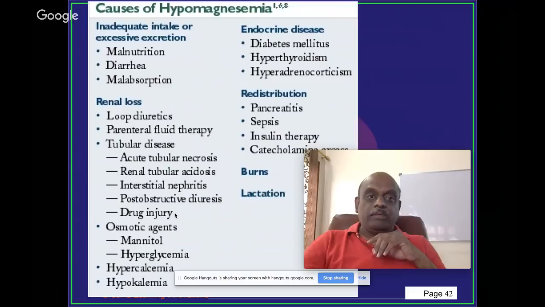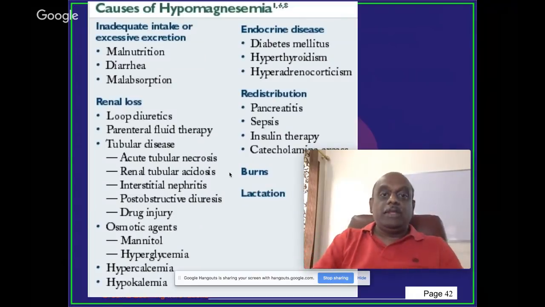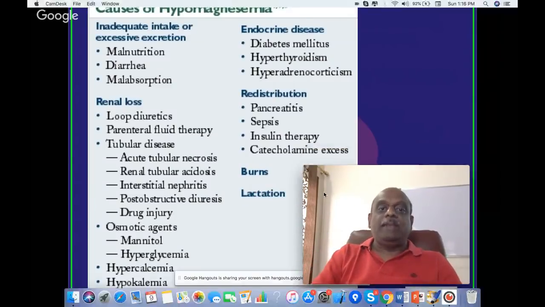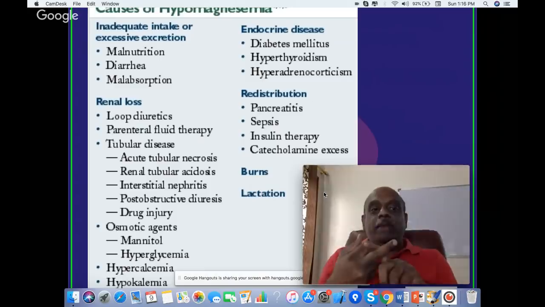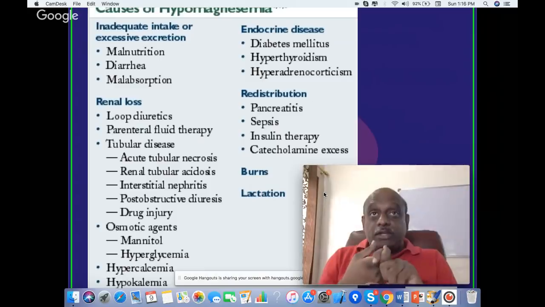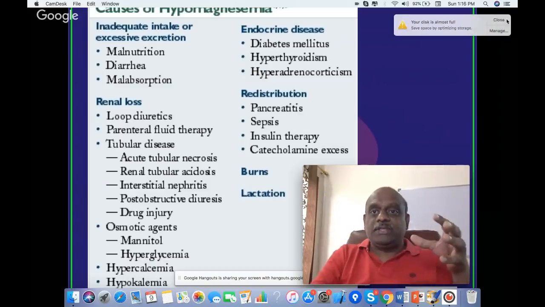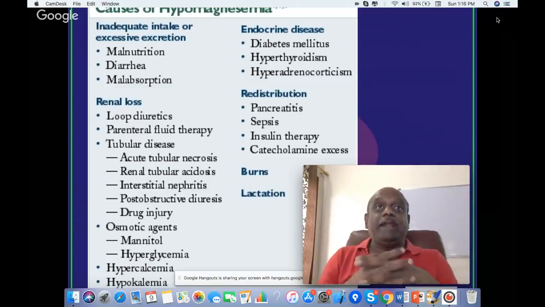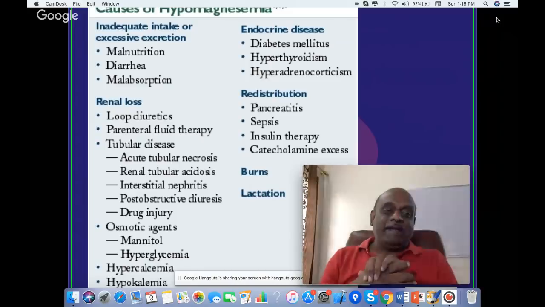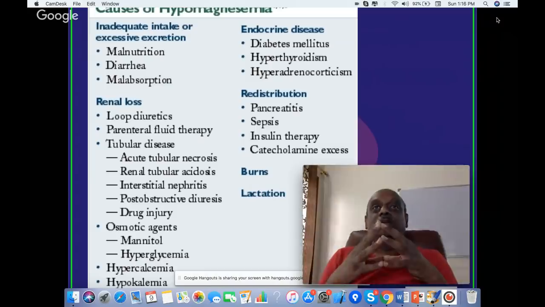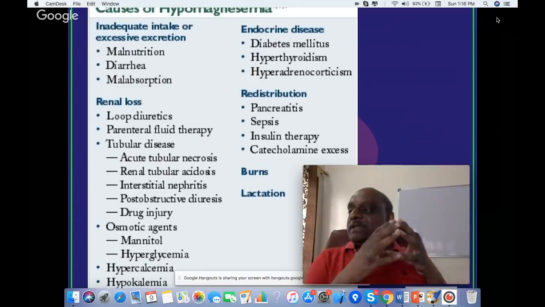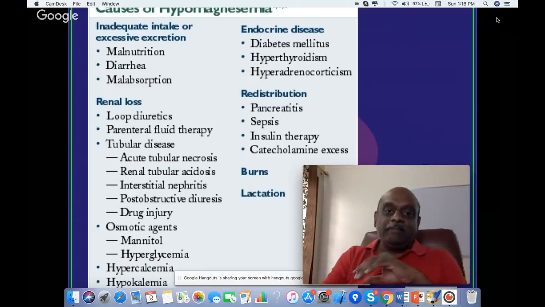So very good. You should remember, doctor, causes of hypomagnesemia. You have to bookmark this slide in the U-Medico app. Malnutrition, diarrhea, loop diuretics, tubular pathologies like ATN, renal tubular acidosis, and interstitial nephritis, mannitol, hyperglycemia, then diabetes, hyperthyroidism, hypercortisolism. These are all the important reasons that can lead to hypomagnesemia is what you have to remember.